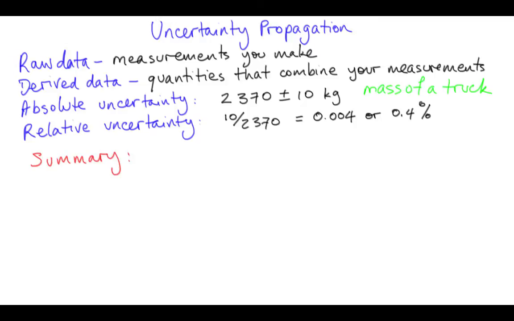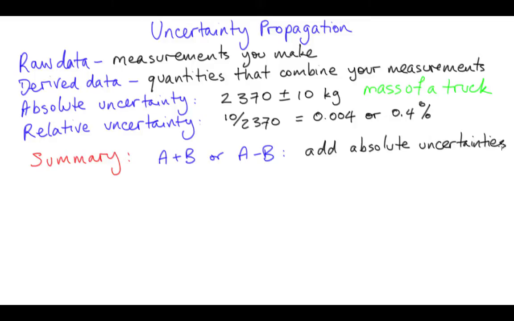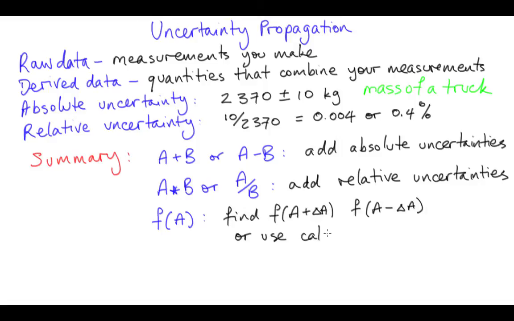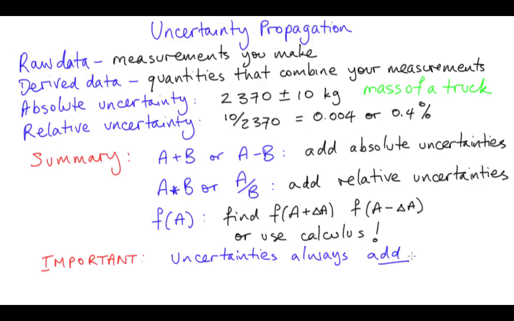Let's finish with a quick summary of how to combine uncertainties. If you add or subtract 2 measurements, you must always add their absolute uncertainties. If you multiply or divide 2 measurements, you add their relative uncertainties. And if you evaluate a function, then estimate the uncertainty by plugging in the appropriate numbers. The important point here is that uncertainties always add, and the number of significant figures can never increase.